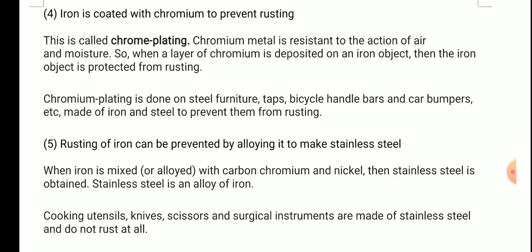Okay, and the last one that we discussed was rusting of iron can be prevented by alloying, means to mix it with other elements like chromium and nickel. So stainless steel is obtained and stainless steel does not rust. Okay, so this is what we have now discussed in rusting. It is a very important phenomenon, students.